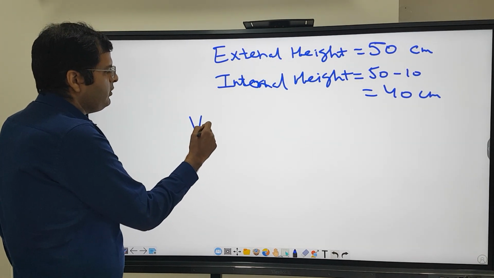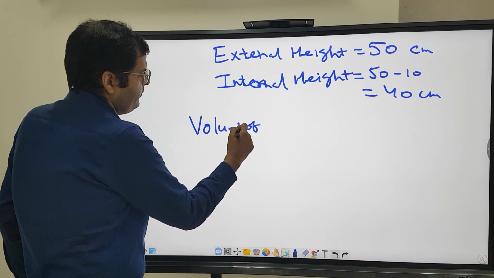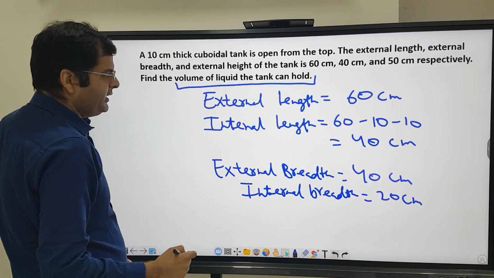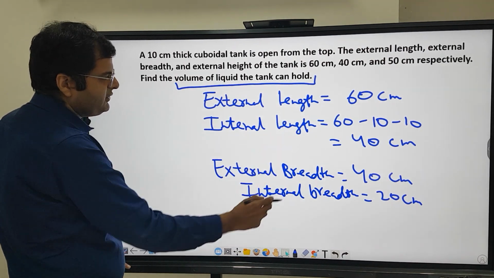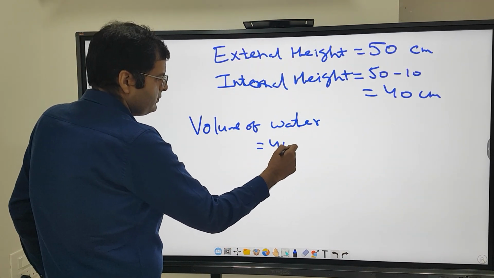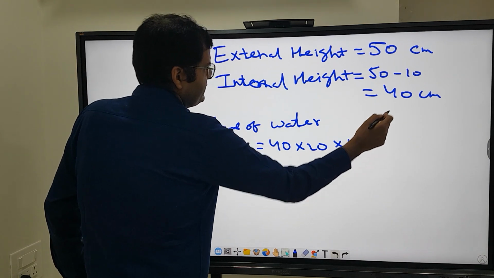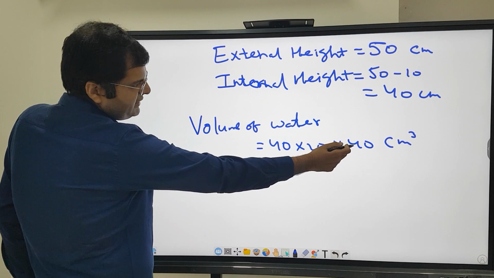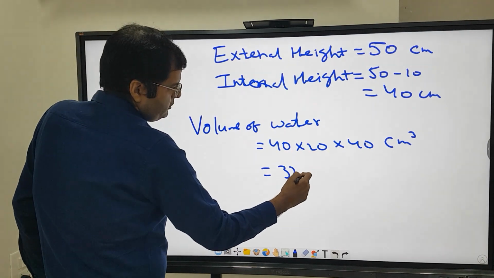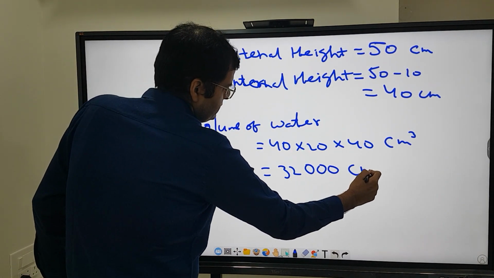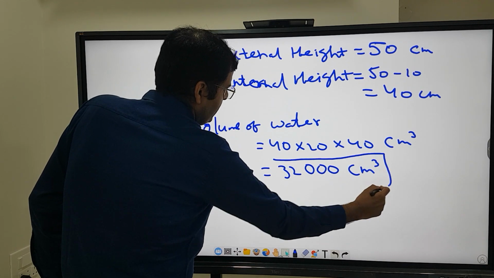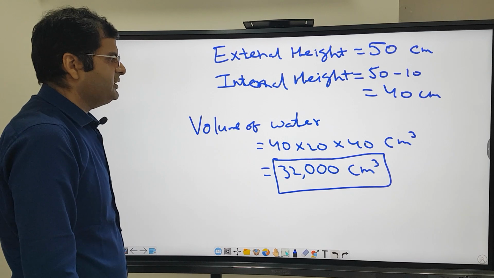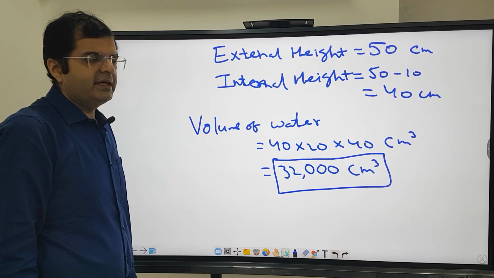Now the volume of water it can hold will be the internal length into internal breadth into internal height, that is 40 into 20 into 40, which is the internal height, this much centimeter cube. So 4 4s are 16, 16 2s are 32. So 32,000 centimeter cube is the volume of water that the tank can hold. Okay, that is how we solve this question.